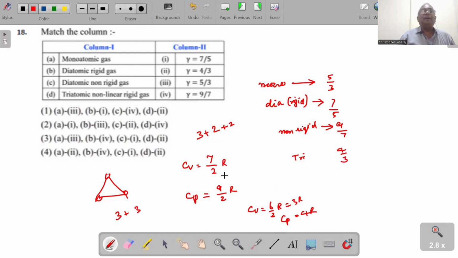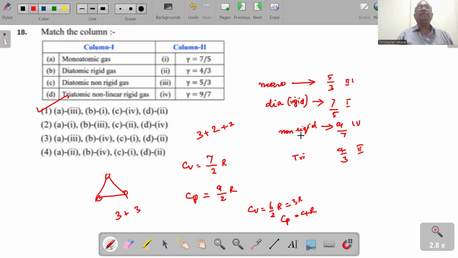Answer is, I think, 3, 1, 4 and 2. பார்ப்போம் 3. அப்போ இது மட்டும்தான் 3, 1, 4, 2. 1 is the correct answer.